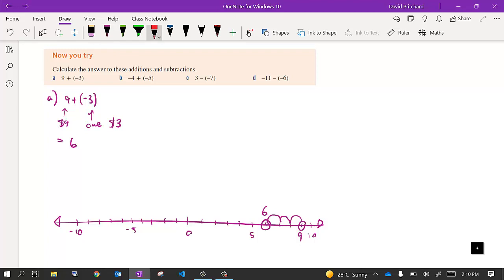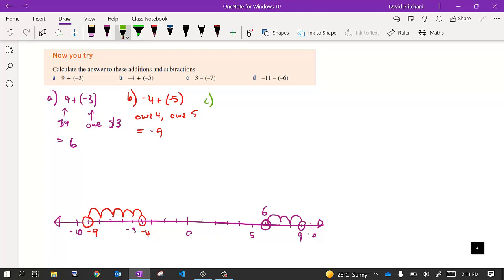All right, the second one we'll do in red. We've got negative 4, so we owe 4, and we owe another 5. So I owe 4, and I owe 5, so altogether I owe 9. So that means I've got negative 9. On the number line, we start at negative 4, and we jump back 1, 2, 3, 4, 5. We end up at negative 9.